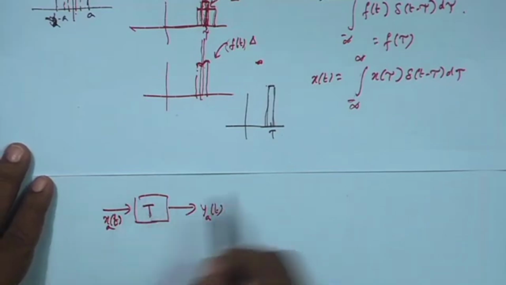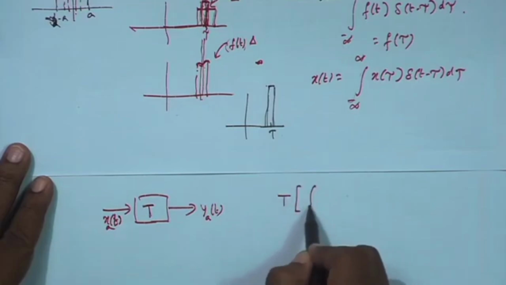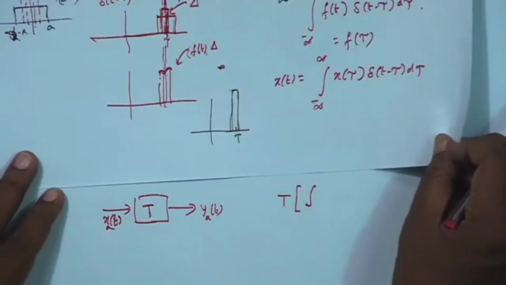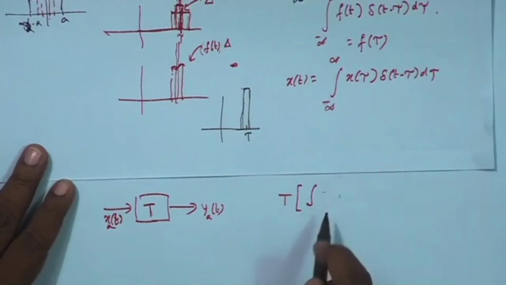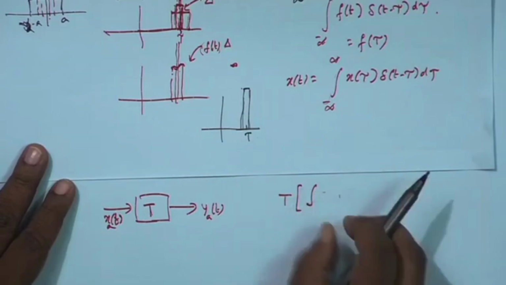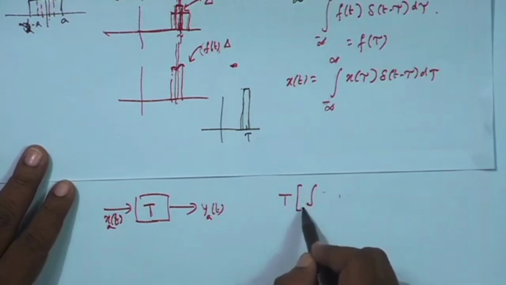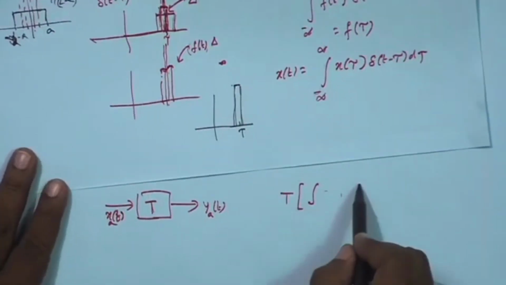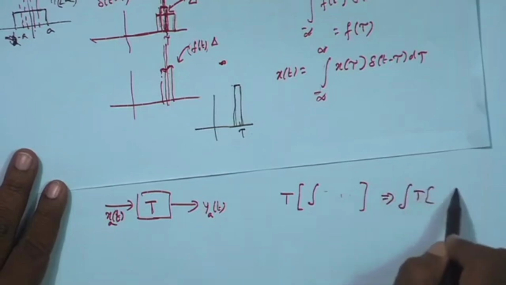Okay. Linear means T working on any summation of signals. So, there is superposition of signals, the response will be the summation of the individual responses, but summation in this case means continuous summation, that is why it will be an integral. T of this will be the same as the integral of T of whatever you have.